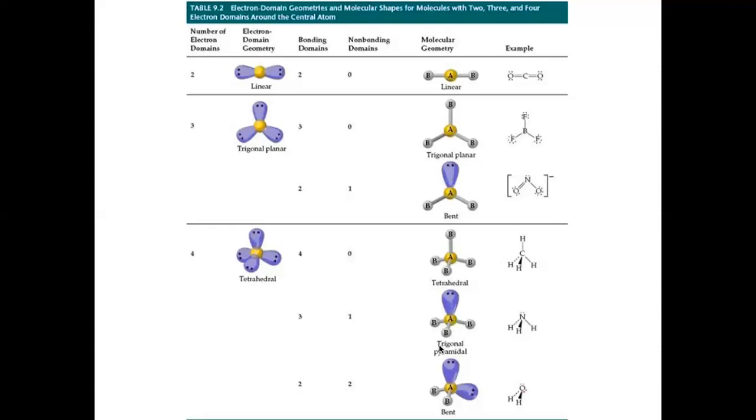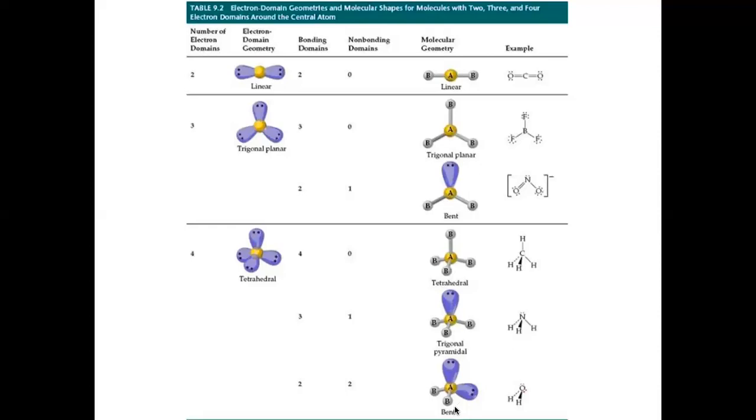Next, we're going to talk about trigonal pyramidal, and this is going to be kind of similar to our bent structure. As you can see, we have 3 bonding domains and 1 non-bonding. This non-bonding domain is going to be at the top, similar to our bent, and then we have these 3 bonding domains at the bottom.